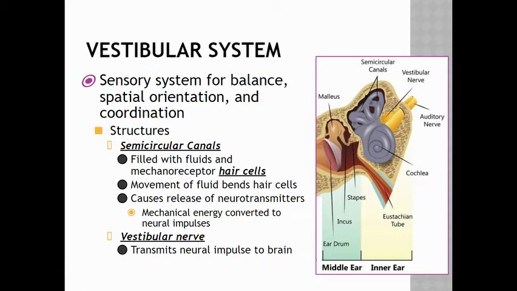And so movement of the fluids in the semicircular canals will bend hair cells, and this causes the release of neurotransmitters. That mechanical energy is then converted to neural impulses and sent to the brain through the vestibular nerve. So movement will cause that fluid in the semicircular canals to move, and that movement is then sensed and sent to the brain. And how the fluid is moving will then, in the brain, be perceived as how you are actually moving.